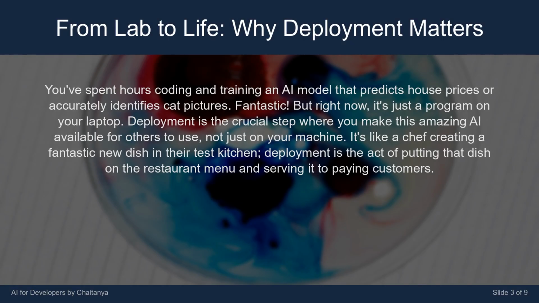You've spent hours coding and training an AI model that predicts house prices or accurately identifies cat pictures. Fantastic. But right now, it's just a program on your laptop. Deployment is the crucial step where you make this amazing AI available for others to use, not just on your machine. It's like a chef creating a fantastic new dish in their test kitchen. Deployment is the act of putting that dish on the restaurant menu and serving it to paying customers.